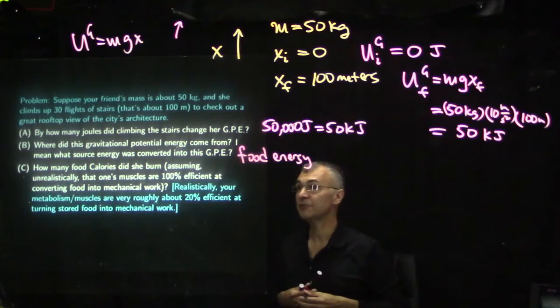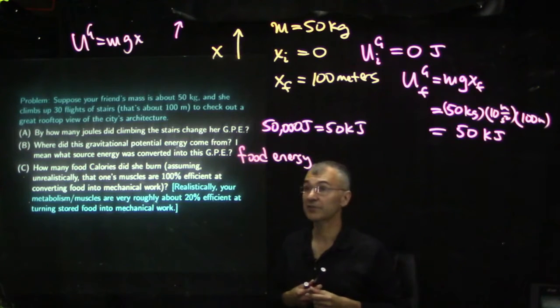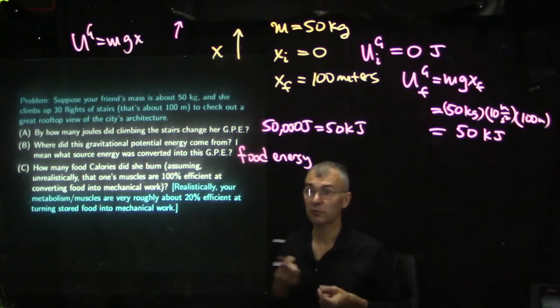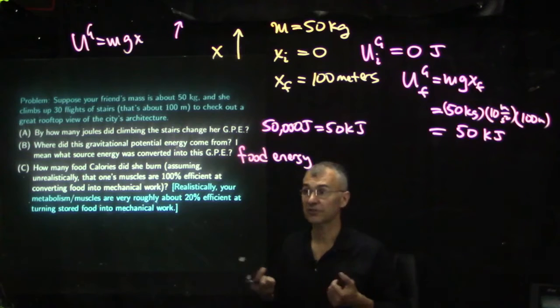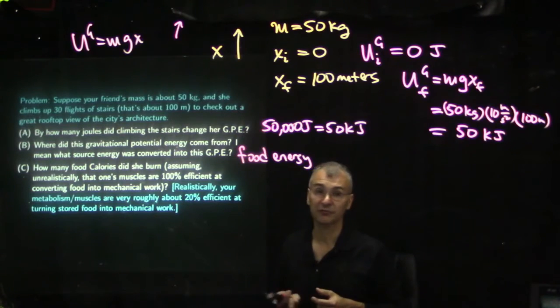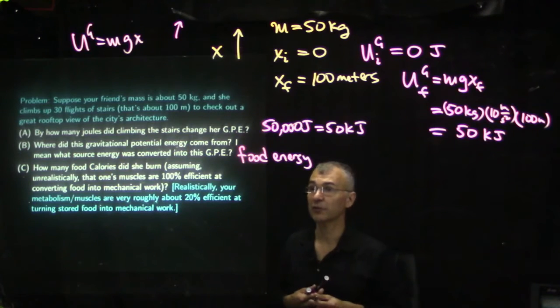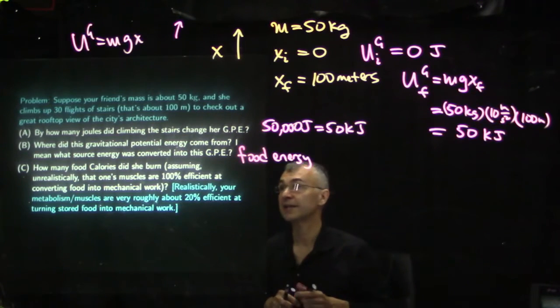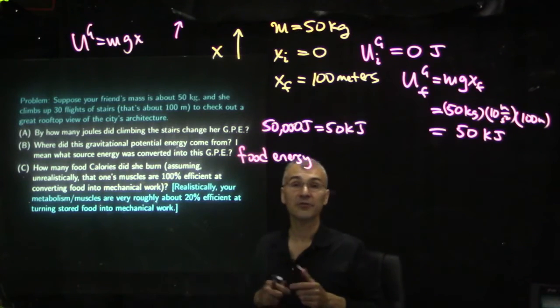Okay. How many food calories did she burn, assuming, unrealistically, that one's muscles are 100% efficient at converting food into mechanical work? I think it turns out more to be like 20% efficient. So realistically, your metabolism or muscles are roughly something like 20% efficient at turning stored food into mechanical work. Let's say it's 100%. Okay, so then 50 kilojoules.